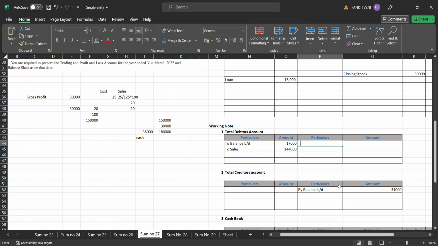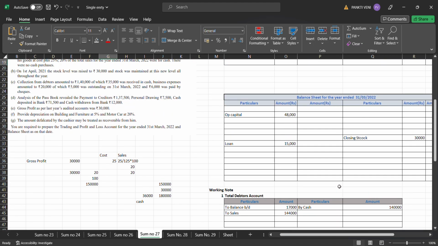Now I've received something from debtors, 1,40,000. So cash to debtors, by cash 1,40,000. You can go for bifurcation also, or else I'll write by cash 35,000 and by bank 1,05,000. Done. Now next one, business expenses amounted to 20,000, of which 5,000 was outstanding on 31st March 22.